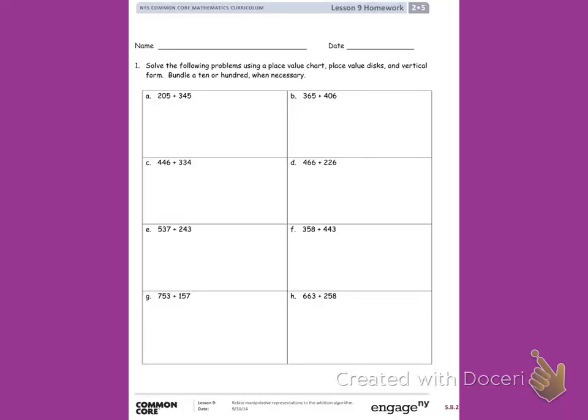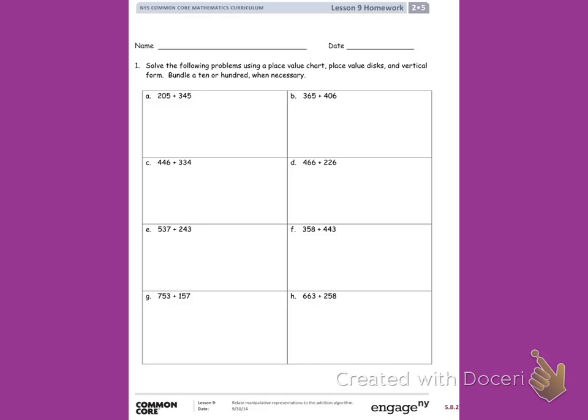Module 5, Lesson 9's objective is to relate manipulative representations to the addition algorithm. Item 1. Solve the following problems using a place value chart, place value disks, and vertical form. Bundle a 10 or 100 when necessary.